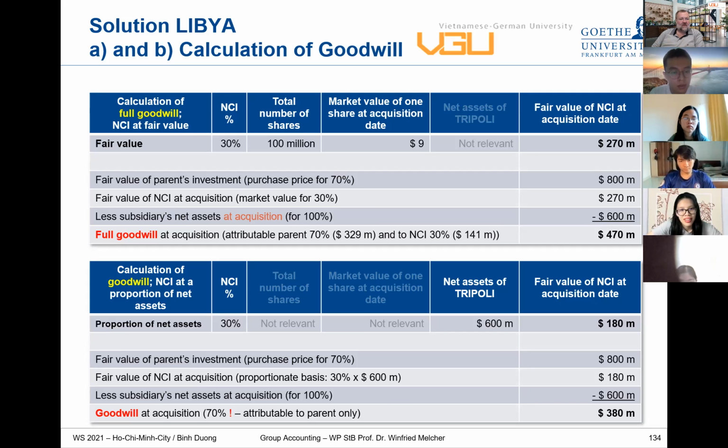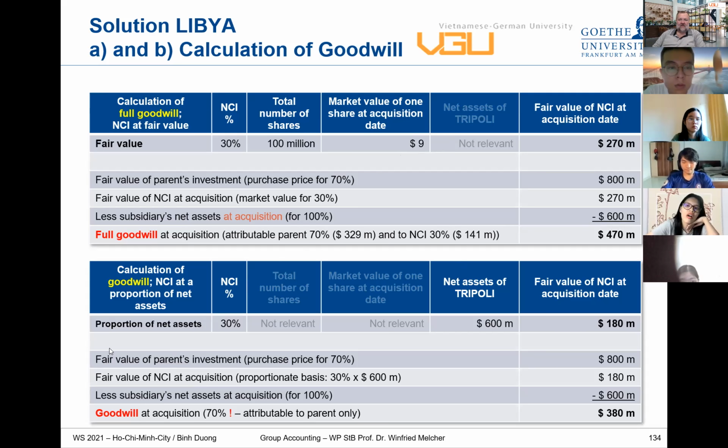And both, no, I think both methods are allowed. Yes, and that is right, Min. You told me that both methods are allowed, and that is the answer of the IFRS standard. Yes, you can do both methods. So even if you have that information of the market value, you could go for the goodwill method.